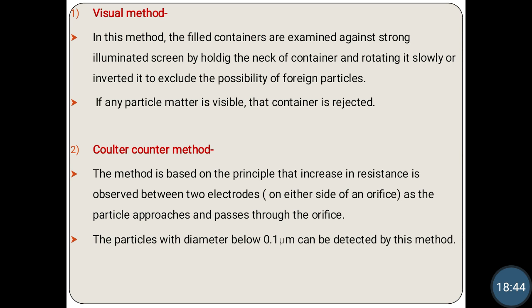Okay, so in this method the filled containers are examined against the strong illuminated screen. First one is a white screen. Against white screen we can check the dark color particles, and against black screen we can check the white particles. Okay, so in this method simply the containers are held against the screen and just they are rotated slowly, and if a particle is observed then that container is rejected.